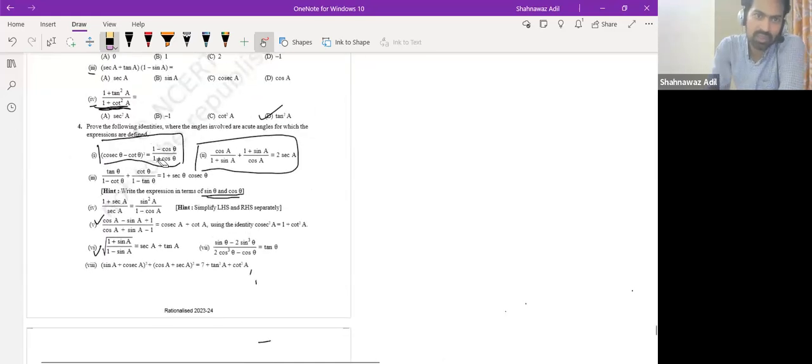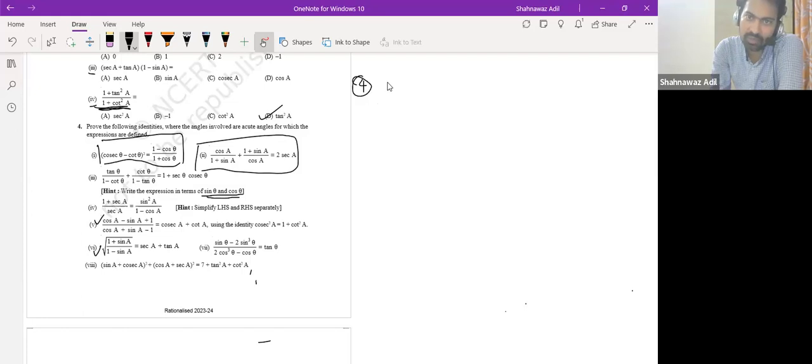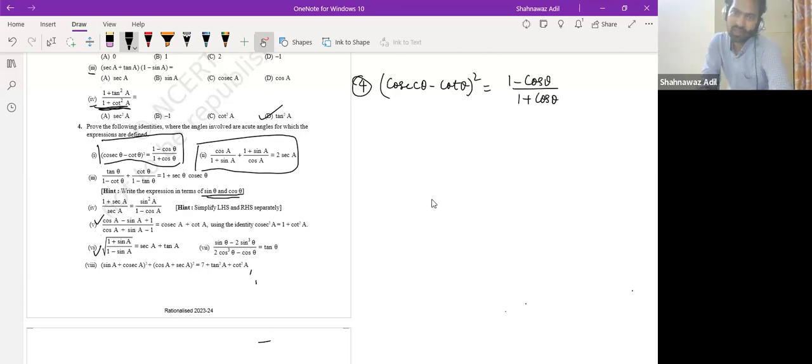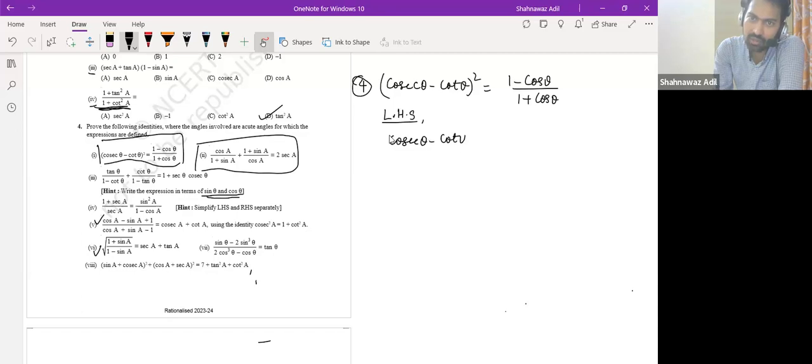Yeah, so this one is the first. Cosec theta minus cot theta whole square is equal to 1 minus cos theta divided by 1 plus cos theta. Okay, so this is what we have to prove. So let us take the LHS: cosec theta minus cot theta whole square.